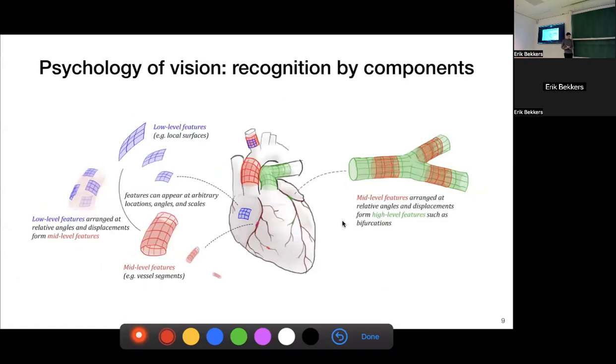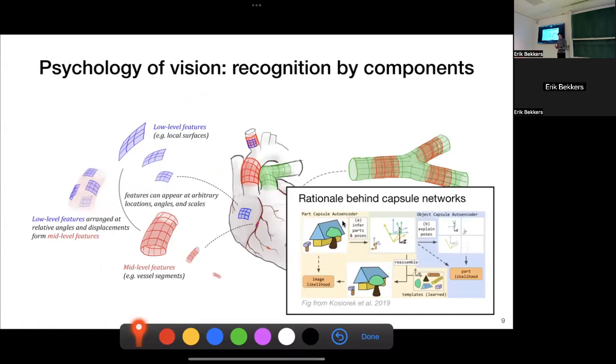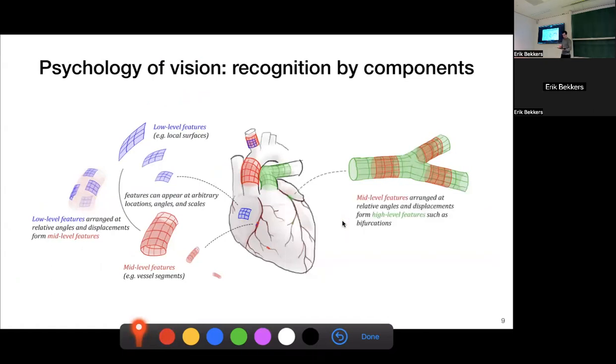This is a bit of a personal motivation. I find the psychology of vision and how the visual system works very interesting. We also have a tendency to build up representations from lower level components, a bit like this capsule framework by Hinton et al. If we look at data in a medical example, anatomies consist of local surfaces, and these surfaces appear all over the place. They have a certain location, and maybe you can also give them a scale attribute. If you put these core building blocks into a relative configuration, we create a tube. So there's an object constructed out of these lower level components.